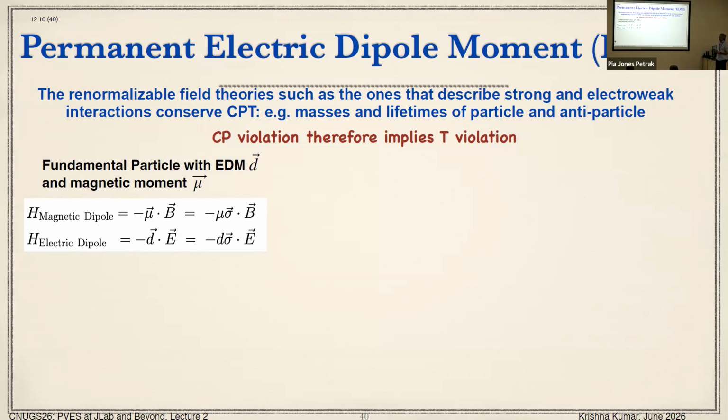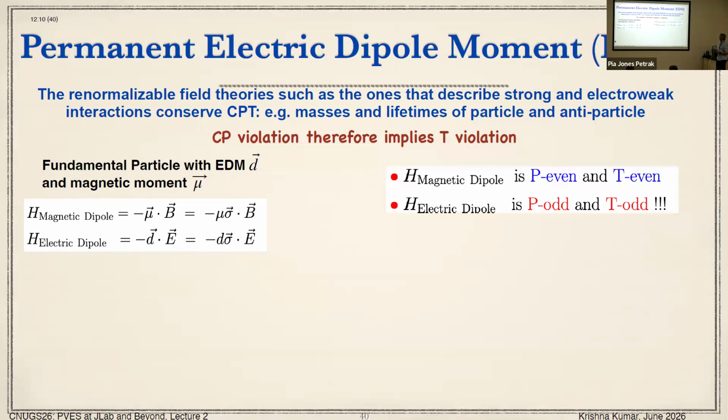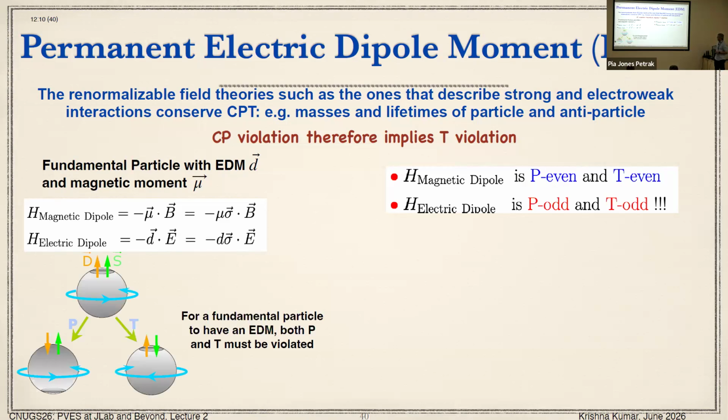And again, more motivated by looking for new sources of CP violation, is to look for a permanent electric dipole of a fundamental particle. So if you just remind yourself, a magnetic dipole is sigma dot B, an electric dipole is sigma dot E. Magnetic dipole is P even and T even, but electric dipole changes sign both with parity and time reversal. So for a fundamental particle to have an EDM, both P and T must be violated. So if you see an EDM for a neutron, an electron, or a quark, then you have shown T violation. You can't have an EDM unless T is violated.